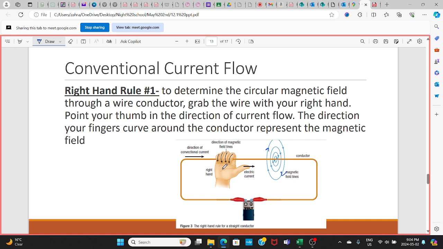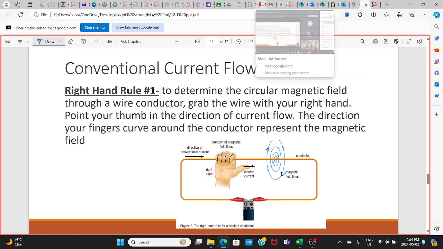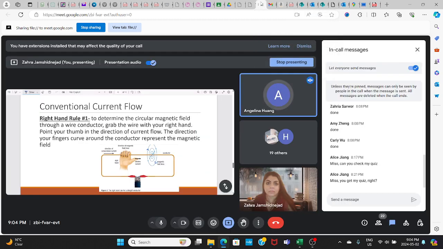Okay, got it? Miss, when would you know when to use the right hand and the left hand? When we do the conventional current, we use the right hand, and all the time that you see in this course, I'm using the conventional current. If somehow the question said negative charge is moving, you have to use your left hand to do all of this.